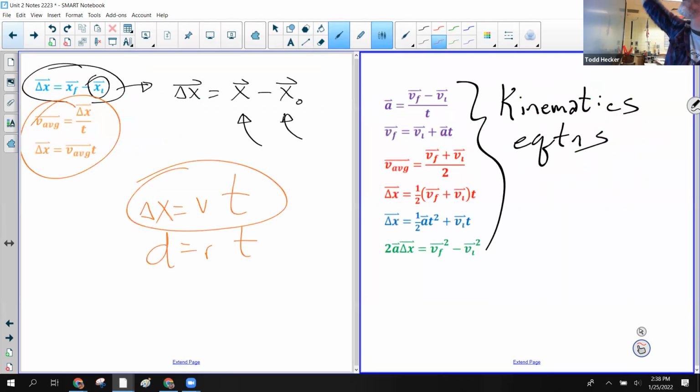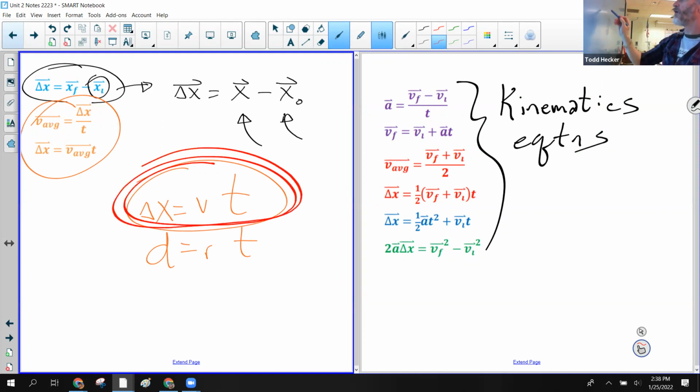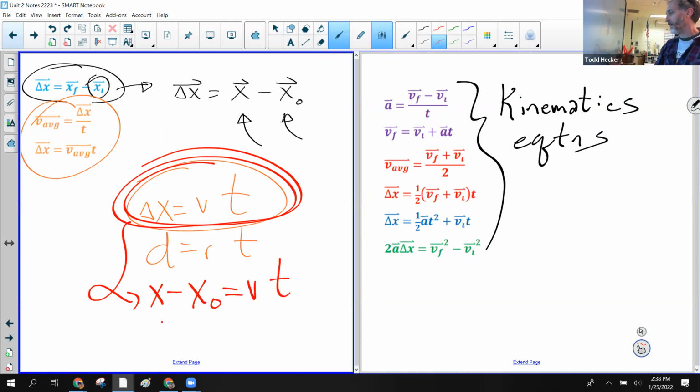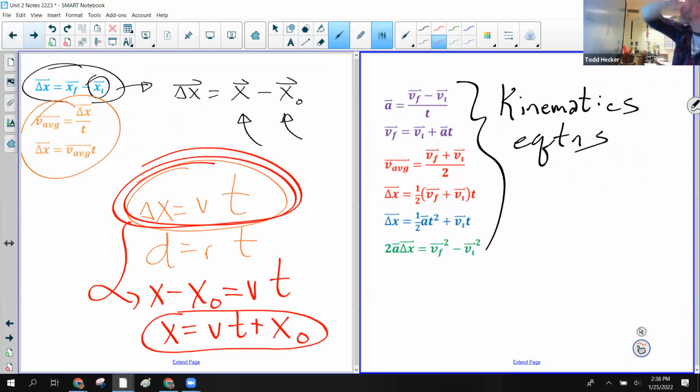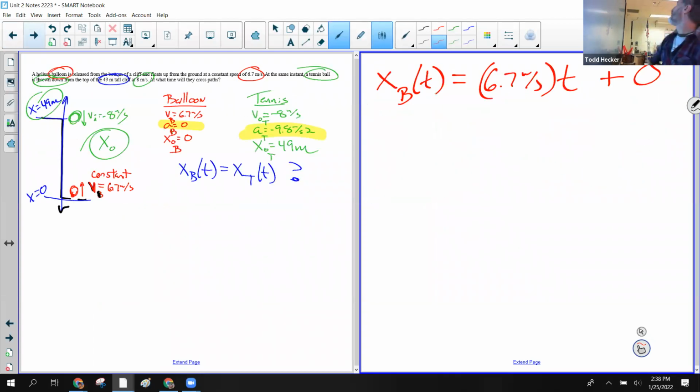I used this equation, but I solved for final position, right? x minus x naught equals vt, so x equals vt plus x naught. That's what I just did there, because the velocity of the balloon is constant. Okay, so that's the position of the balloon at time t. Let's write it in simpler notation. The position of the balloon is 6.7t.